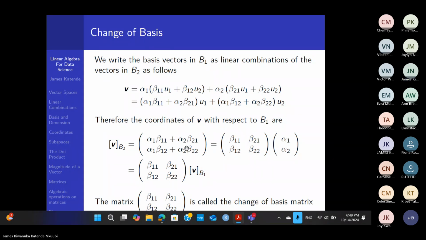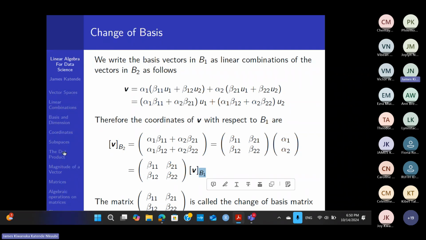Okay. But now, if we look at this carefully, we can write them as a product of this matrix and these coordinates of V with respect to the basis B1. Because this is just the set of coordinates of V with respect to the basis B1. So we've been able to find a way to convert. We had the coordinates with respect to B1, and we have converted them just by multiplying by this matrix to get coordinates for B2.